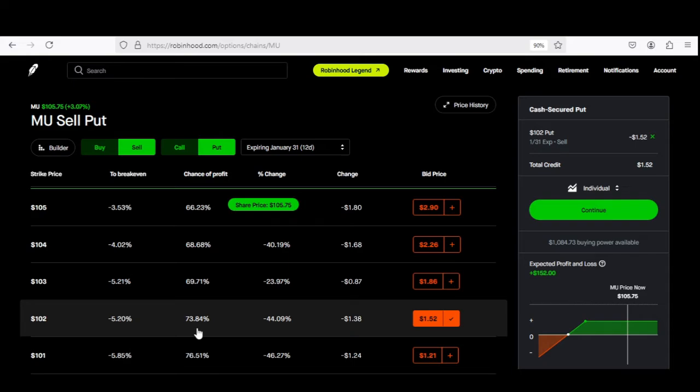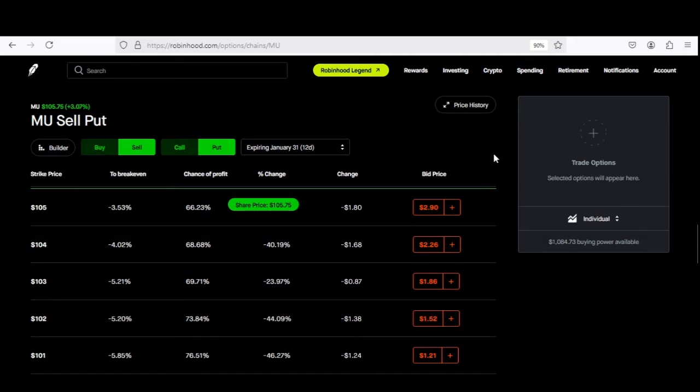So the chance of profitability of this being very small, which is 75%, increases your chances of being assigned because it's only 75%. Now we're going to go ahead and focus on the second option strategy.